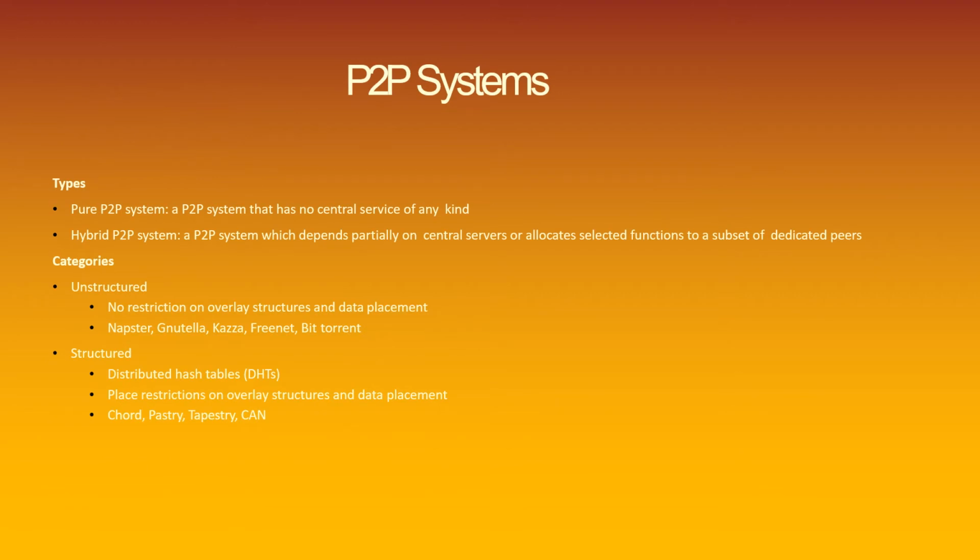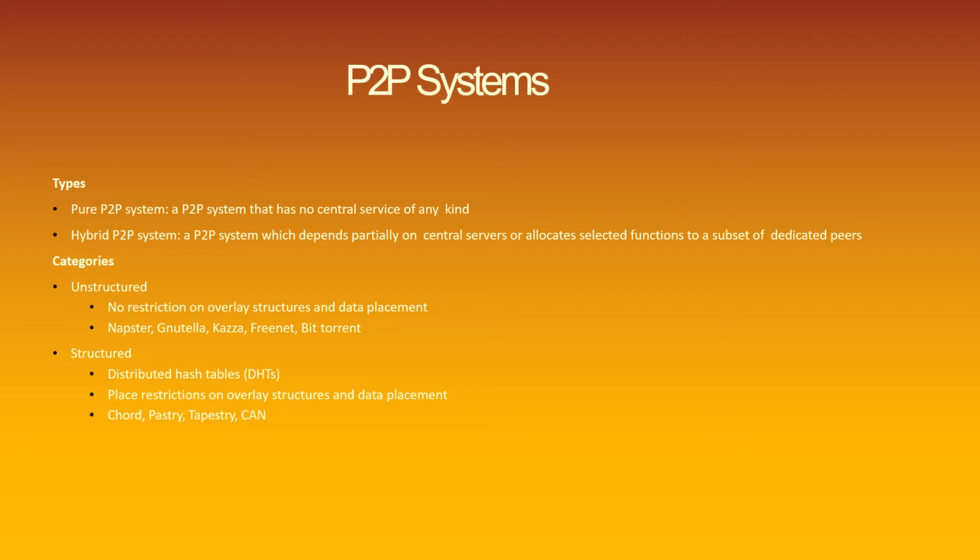In this slide, we will discuss the P2P systems, what types we have and what categories we have. Coming to the types, we have two types of P2P systems. They are pure P2P and hybrid P2P. Coming to the pure P2P system, it is a P2P system that has no central service of any kind. And coming to the hybrid P2P system, it is a P2P system which depends partially on central servers or allocates selected functions to a subset of dedicated peers.